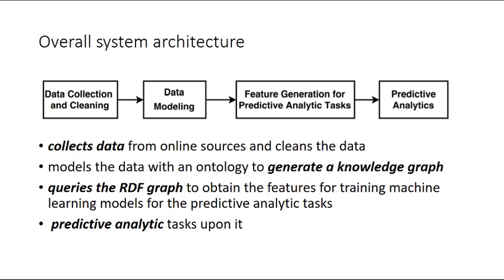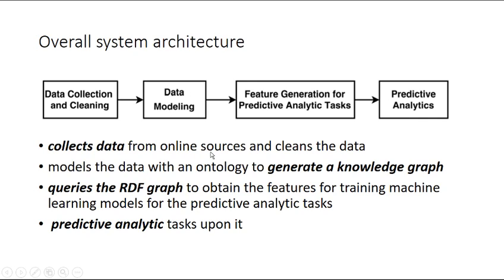Coming to the overall system architecture, first they collect data, then they model the data, and then they generate feature vectors for predictive analytic tasks. And this is the predictive analytic system, which we can imagine as an interface like a website or an app.